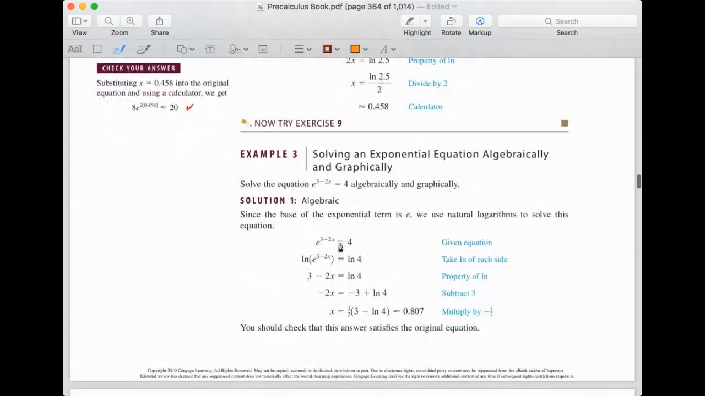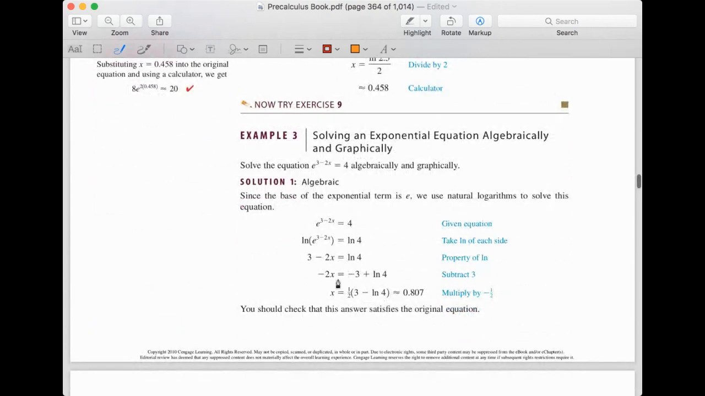Let's solve more. Let's see this one. We have e raised to 3 minus 2x equals 4. We just put a log on both sides. Then we move the exponent downward. Again, we have 3 minus 2x times ln e, and ln e equals 1. Then we subtract 3 on both sides. We get negative 2x equals negative 3 plus ln 4.